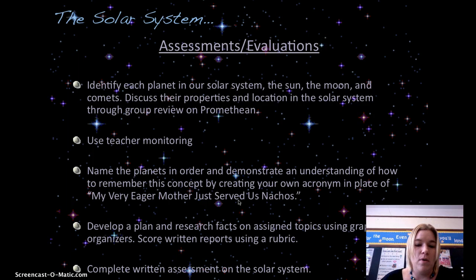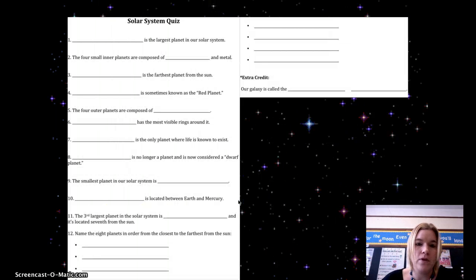The students also must develop a plan to research facts on their assigned topic using the graphic organizers provided, and then I will score the written reports against the rubric. The students must also complete a written paper pencil assessment on the solar system. And this is what that final quiz looks like. It also offers extra credit.